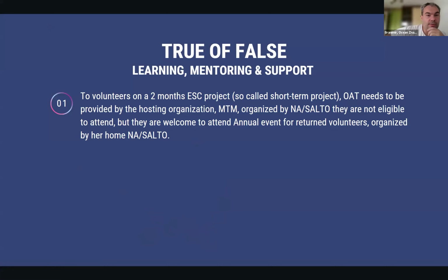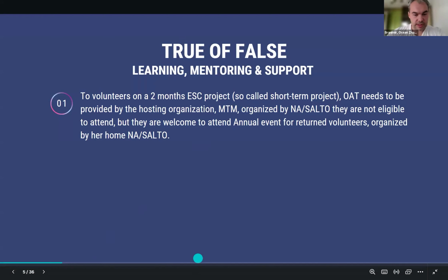So the first sentence is: to volunteers on a 2-month ESC project, so-called short-term project, OIT, which is short for on-arrival training, needs to be provided by the hosting organization. For the MTM, midterm meeting, organized by NA or SALTO, they are not eligible to attend, but they are welcome to attend the annual event for return volunteers organized by their home NA and SALTO. Do you think this is true or false?